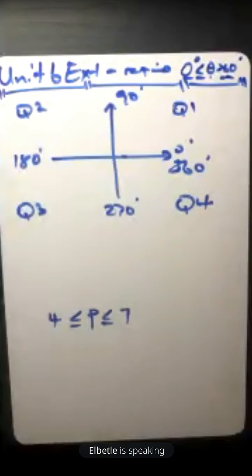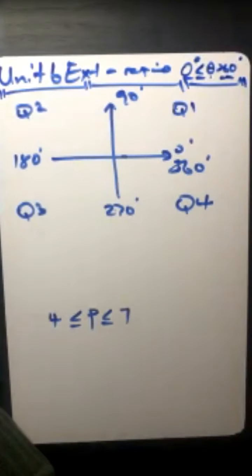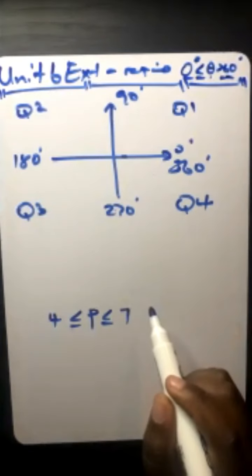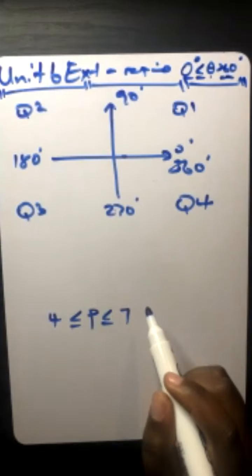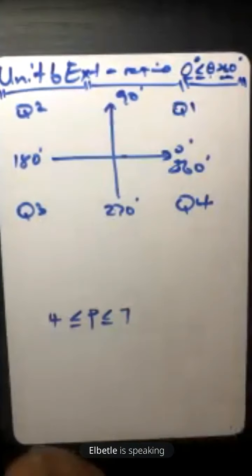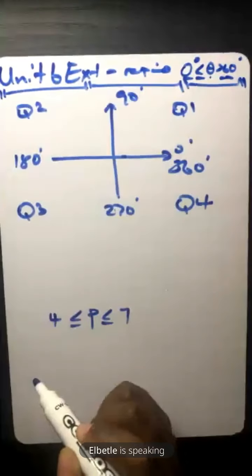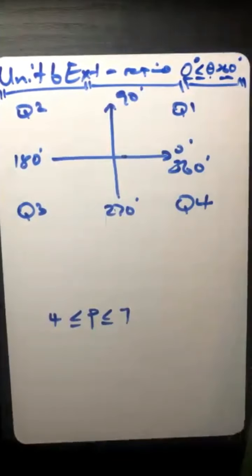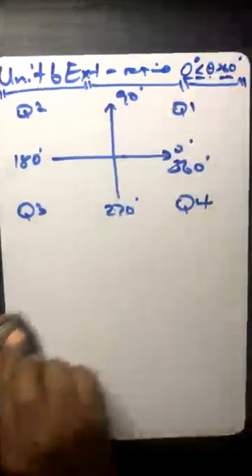Is it P is less or equal to 4 and 7? I did not get that. What did you say? P is less than or equal to, or do we say 4 is greater or equal to P and 7 is greater or equal to P? Okay. No, it's fine. I got it. At first, I couldn't hear.